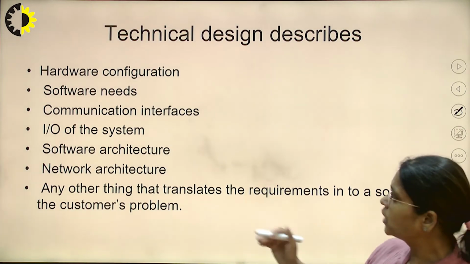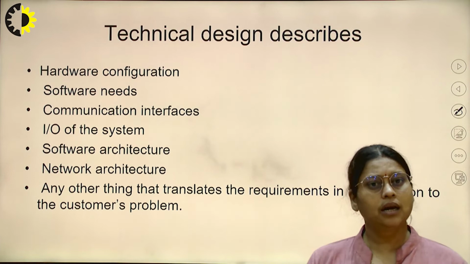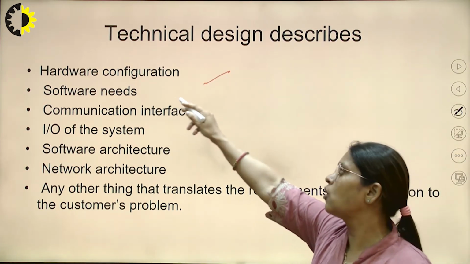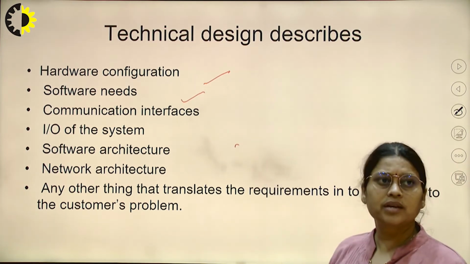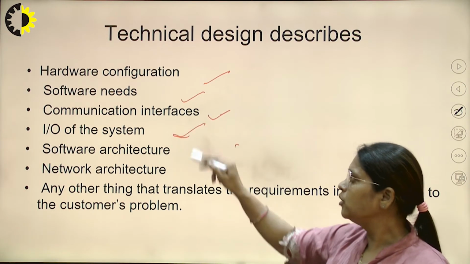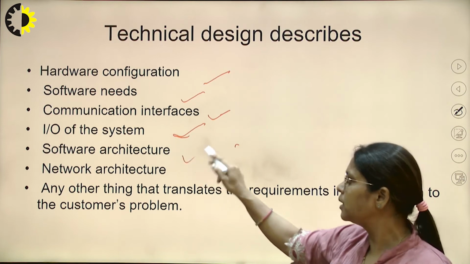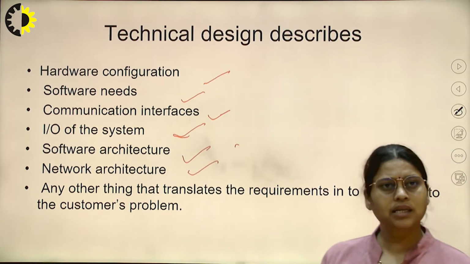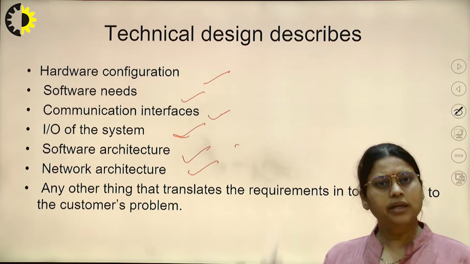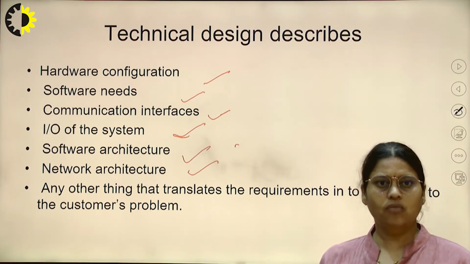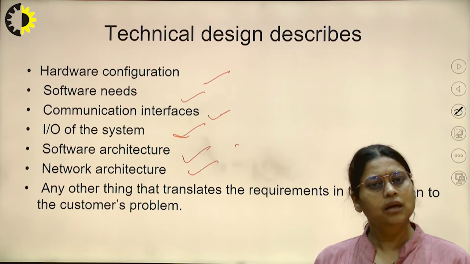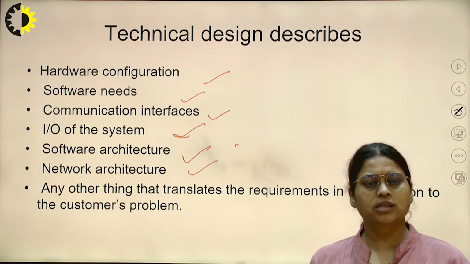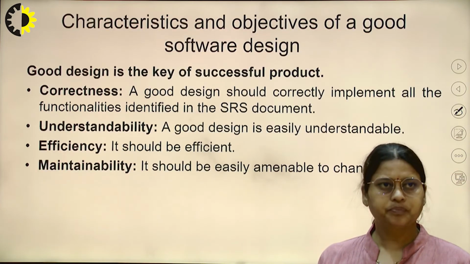But if we are talking about the technical design details, it contains some hardware information, software, communication interface. It contains the I/O of the system, software architecture, network architecture. Means, as we have seen, the technical design details contain all the technical details related to the software, which is not included in the conceptual design. So this is the basic difference between a conceptual design and the technical design.